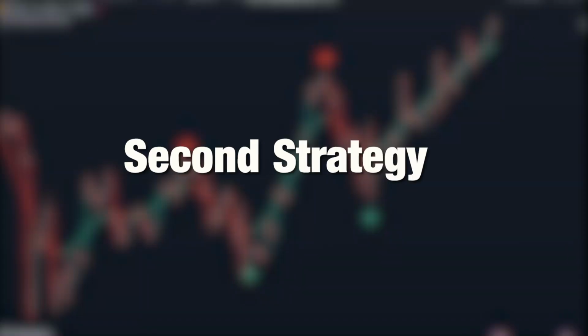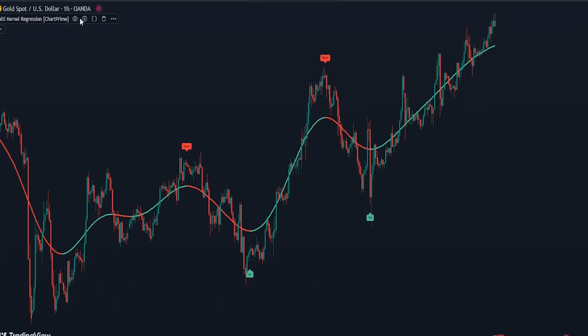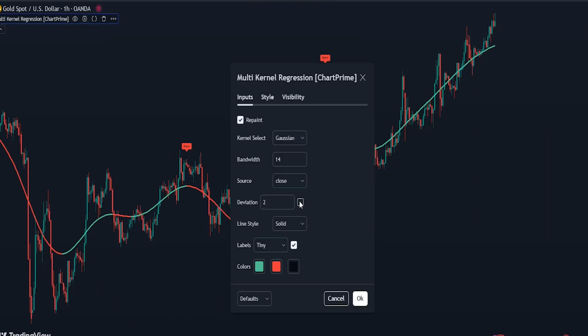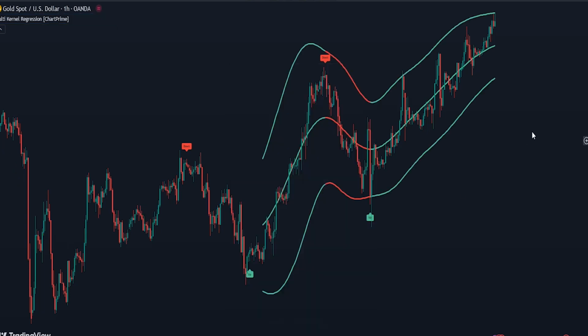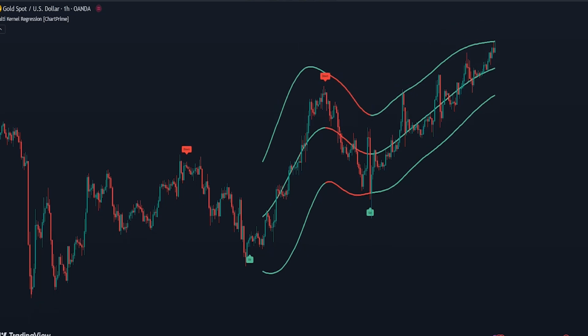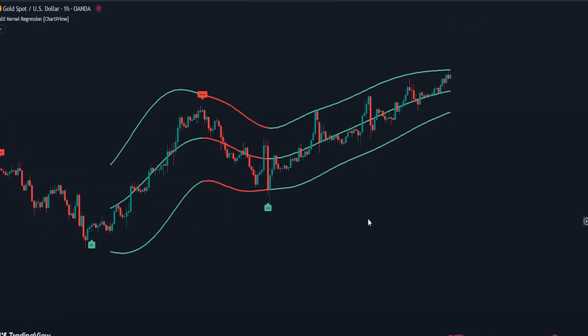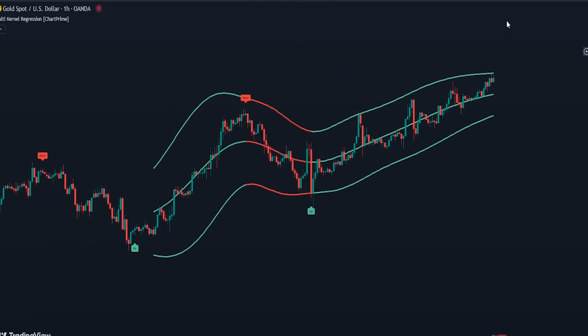Second strategy. If we go to the indicator settings and tick the deviation option, a band forms. Preferably, do not change its value. Just click OK. As you can see, a band forms around the moving average, and they change color in the same direction. You can also use this band to enter trades.